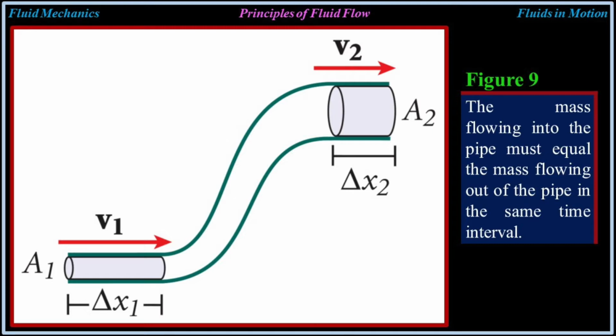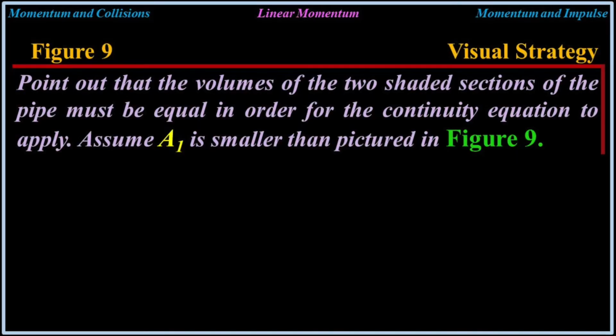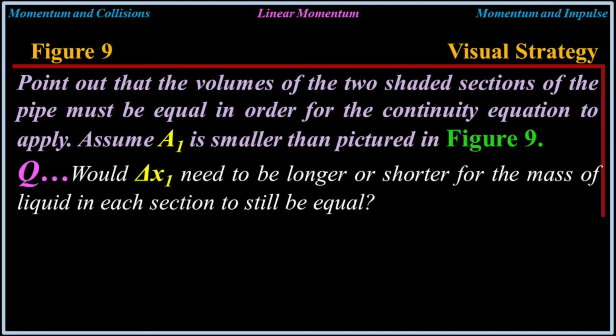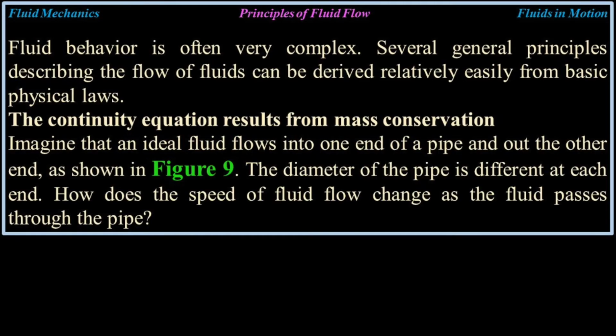Study this very carefully. This is going to become very important in the next few slides. Figure 9 points out that the volumes of the two shaded sections of the pipe must be equal in order for the continuity equation to apply. Assume A1 is smaller than pictured in figure 9. Question 1: Would delta x1 need to be longer or shorter for the mass of the liquid in each section to still be equal? It should be longer.